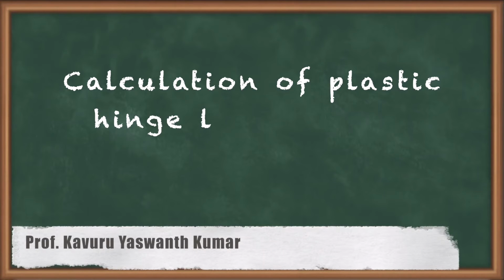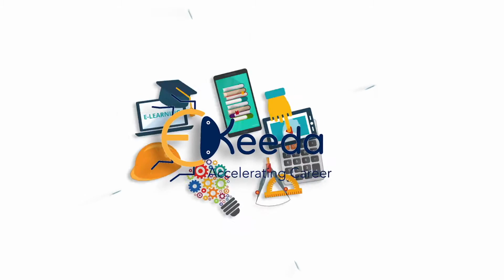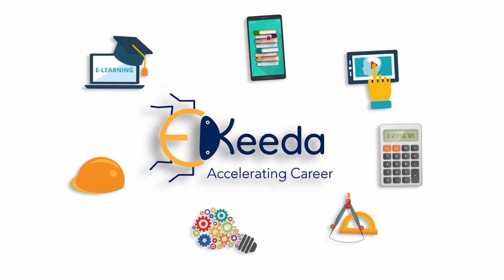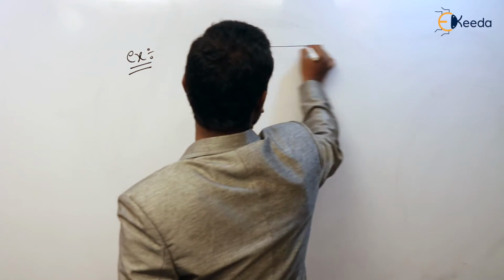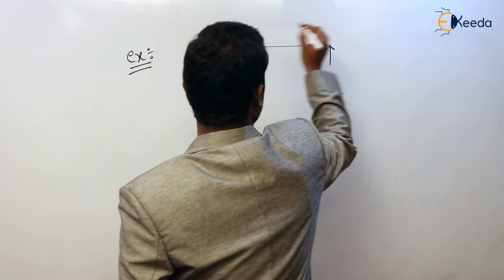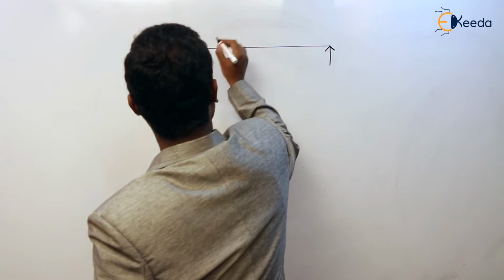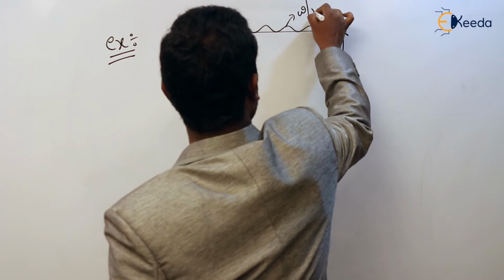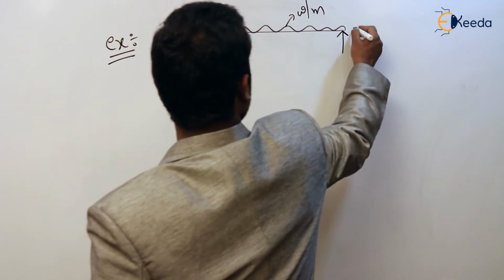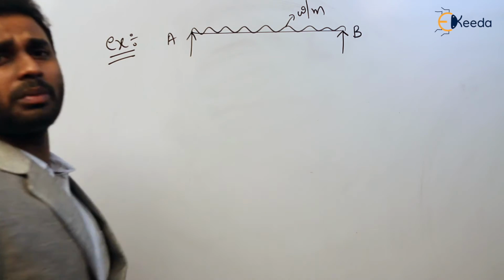For example, that is a simply supported beam with UDL. Beam with UDL. So this is a simply supported beam with UDL.